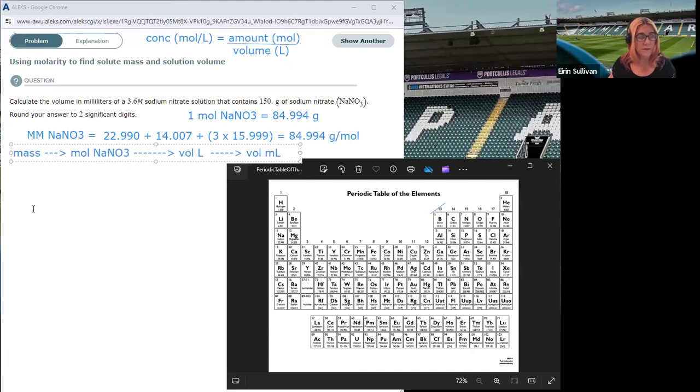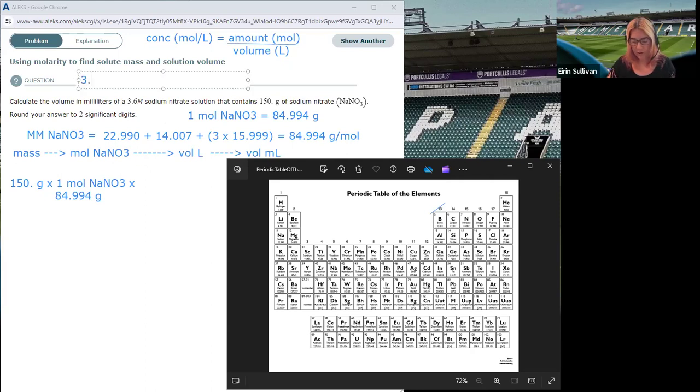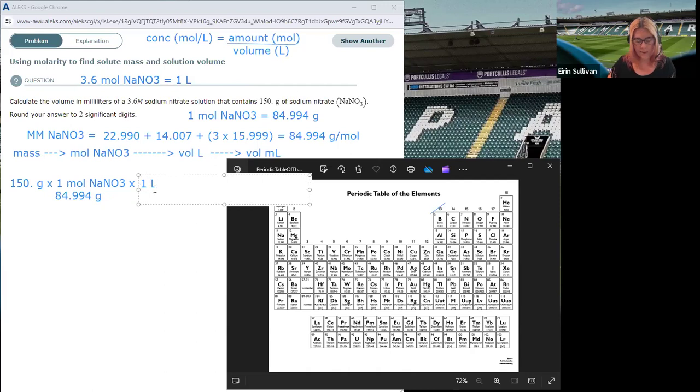Okay, so our mass is 150 grams. Use the molar mass, 84.994 grams for every 1 mole of sodium nitrate. Okay, we know this concentration of 3.6 molarity. If you want, write it out as an equivalency. So 3.6 molarity means that there's 3.6 moles of sodium nitrate for every 1 liter of solution. Do it, if that helps, okay? Because now it's really obvious what I've got to do here, that I can write 1 liter on the top and 3.6 moles of sodium nitrate on the bottom.